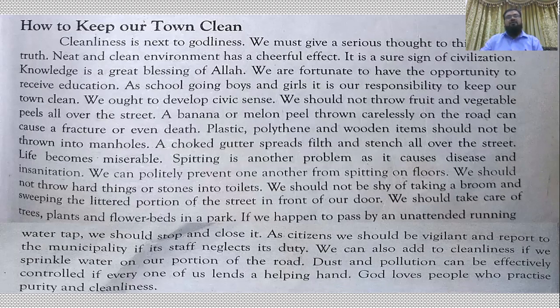Cleanliness is next to godliness. We must give a serious thought to this golden truth. Neat and clean environment has a cheerful effect. It is a sure sign of civilization.